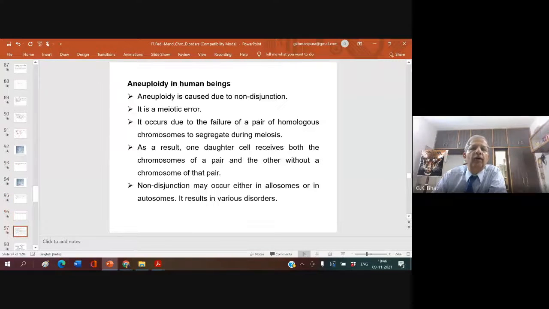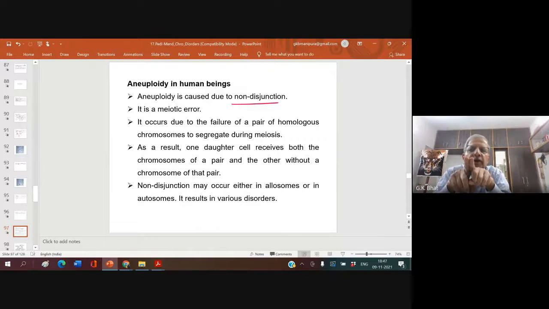Aneuploidy in human beings is caused due to non-disjunction. What is non-disjunction? Remember, during meiosis, at the zygotene stage, the paternal and maternal chromosomes come together, and later, after crossing over gets over, they separate. Coming together of these homologous chromosomes is called junction. Separating is called disjunction. Not separating is non-disjunction.